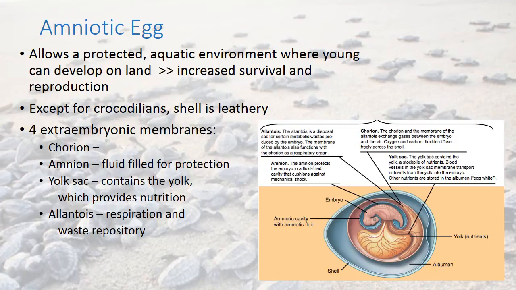So the four extra embryonic membranes that you should be familiar with: the chorion, sorry it's not listed there on the left, that is where gas exchange happens. You can see it in the figure over here. The amnion is fluid filled. That provides protection, kind of like the amniotic fluid in mammals. The yolk sac contains the yolk, which is nutrition for the developing embryo, and the allantois is where respiration happens, and it also is a place to collect waste.